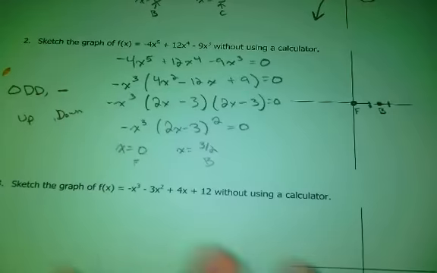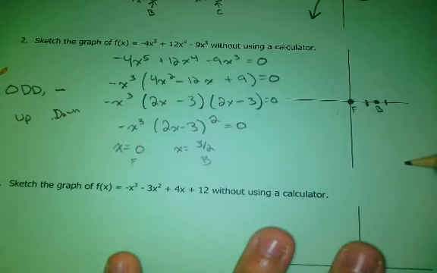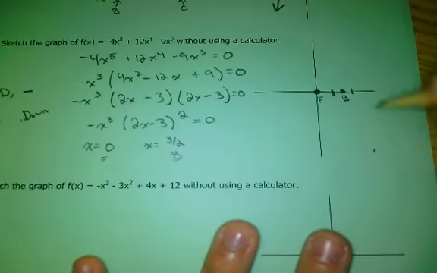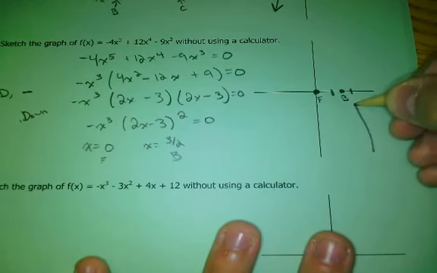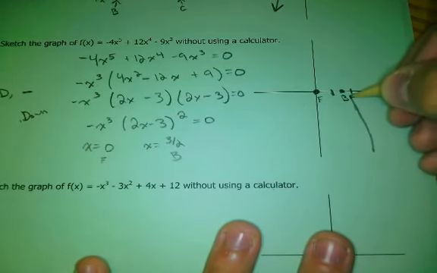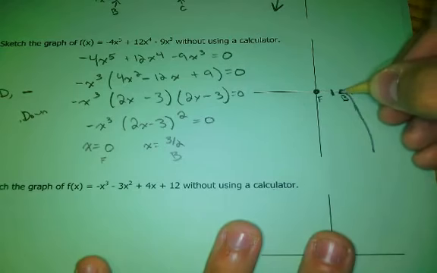Okay, so I'm going to start down here. Here I am. Here we go. I'm going to start down. I'm going to reach that first x-intercept, but I'm not going to go through it. Can't go over it. Can't go under it. I got to go through it.